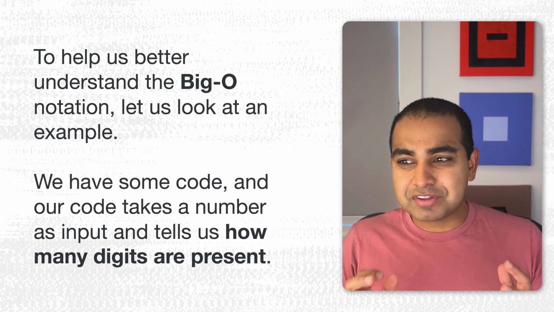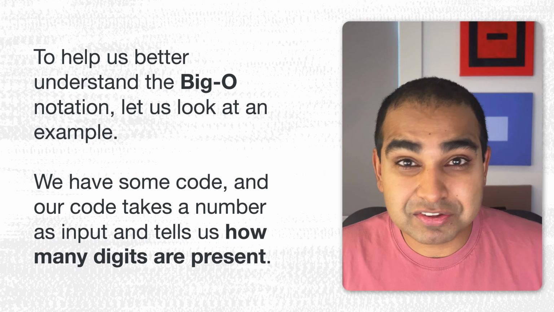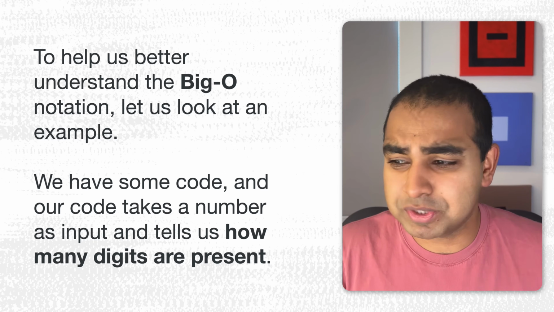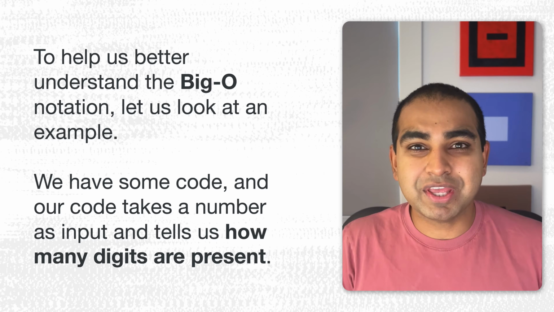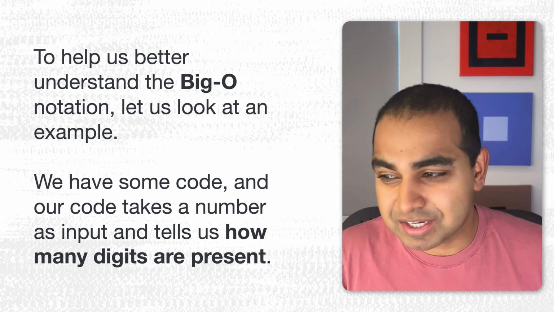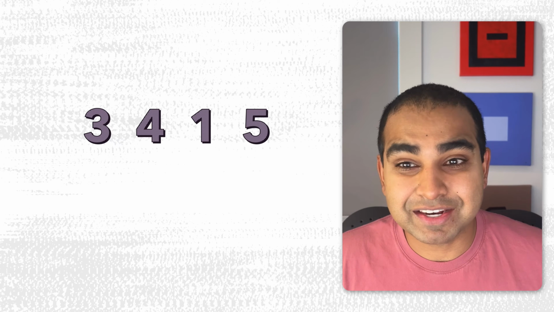So to help us better understand the Big-O notation, we can spend a lot of time giving you the rundown of its history and all the mathematical things behind it, but I think it'll make more sense to start with an example. So in our example, we have some code that checks the number of digits that a particular number has. In this case, we have the number 3,415: 3, 4, 1, and 5. How many digits are present here?